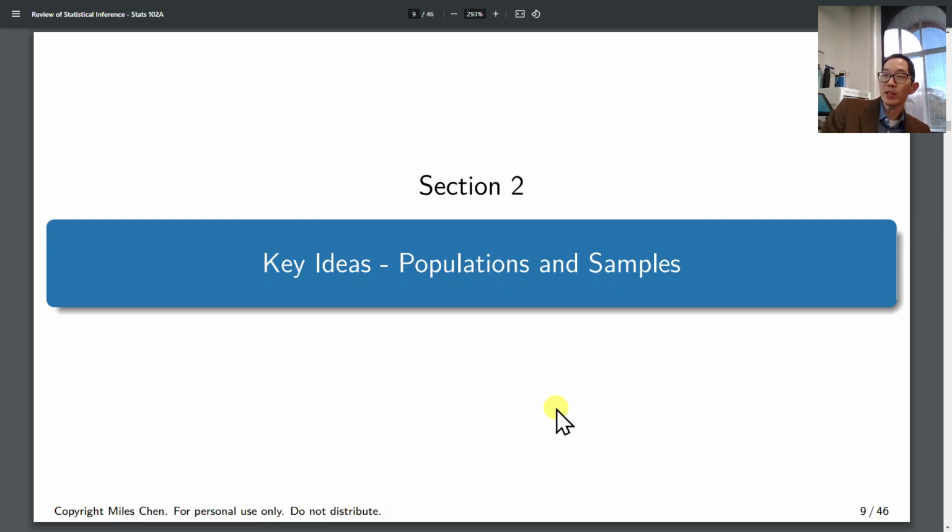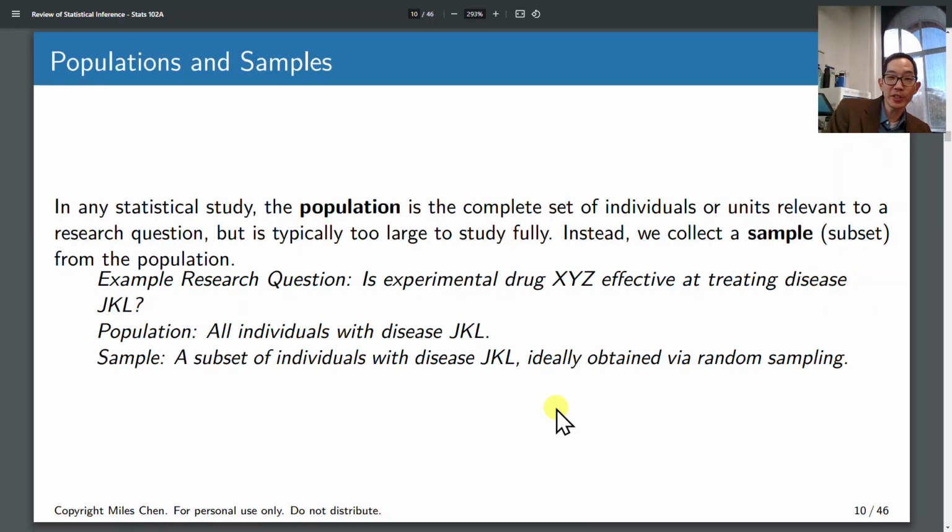So as far as statistical inference, it's all based around the idea of trying to make inferences about the population based on a sample of data, okay? So any kind of study or research question that we have, the population is everybody, right? The complete set of individuals or units relevant to a research question. The problem is that the population is just too big. We can't look at everybody in the population. So what we have to do is collect a sample or a subset from the population. Based on that sample, we make inferences about the population.